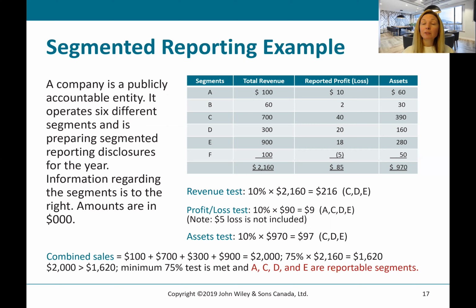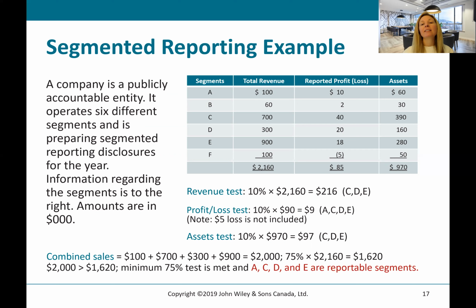So what we need to be able to apply then are those tests, the 10% test. So the revenue test is what's 10% of the overall total. So the overall total revenue across all the segments is 2,160. So 10% of 2,160 is 216. So anything with revenue of more than 216 would meet that test. And so we can see that C, D, and E exceed that amount.